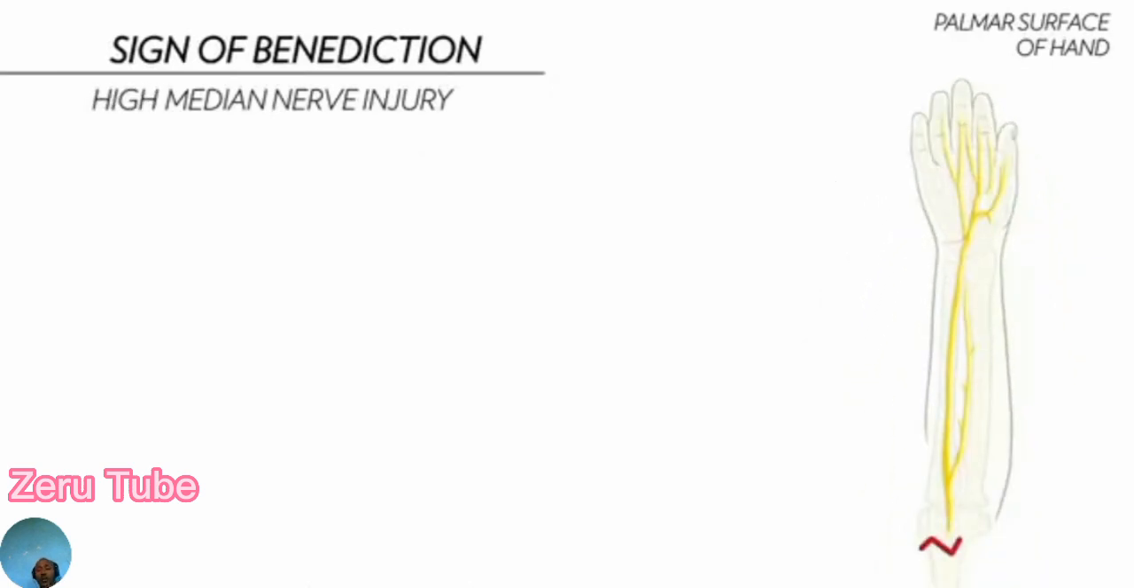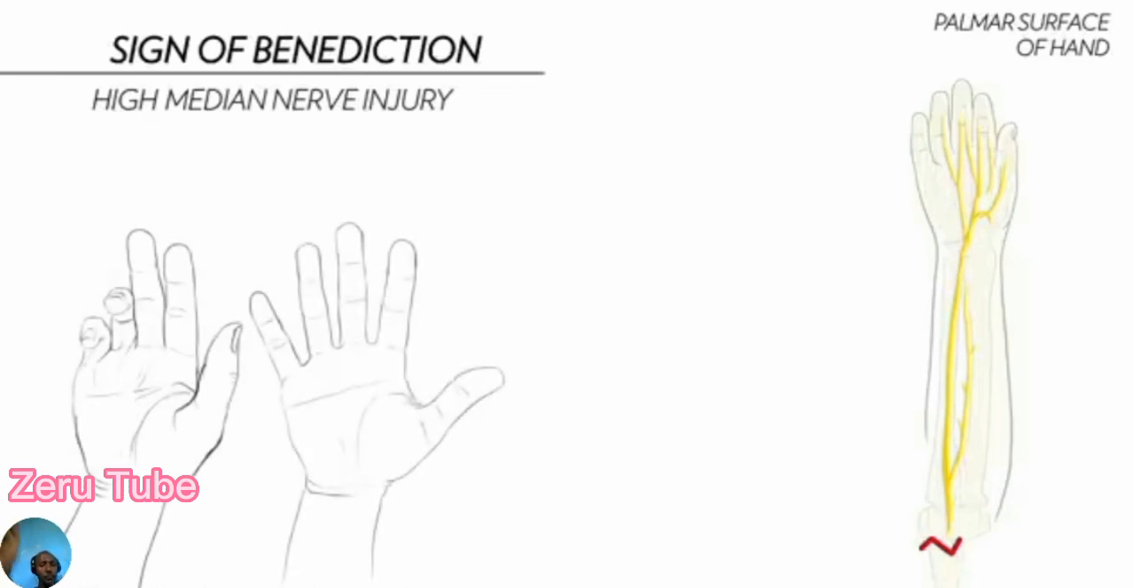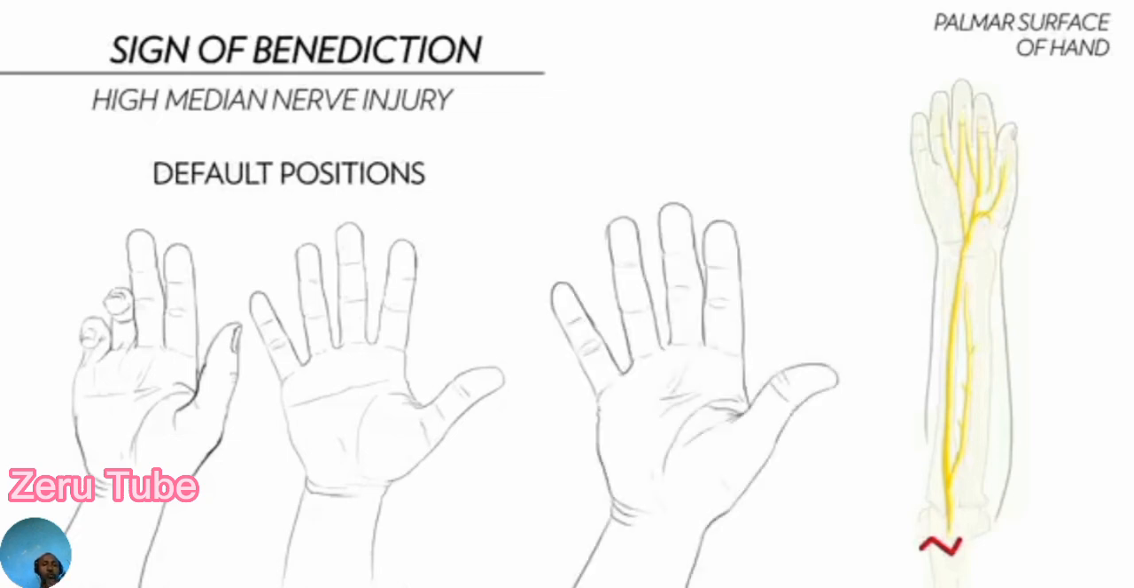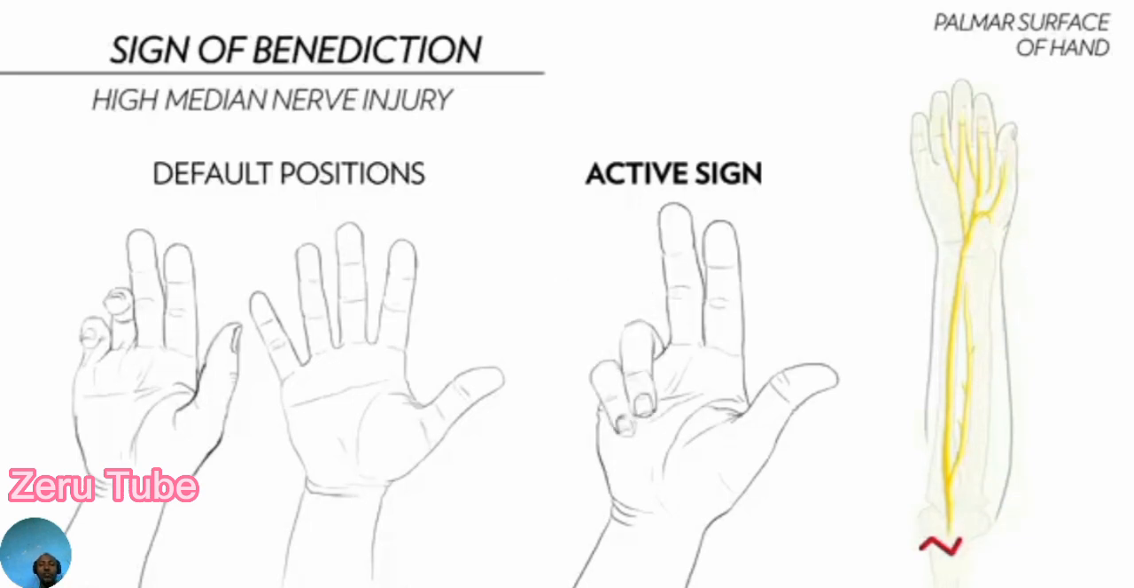The sign of benediction comes due to a median nerve injury which occurs at the level of the elbow. This is the most default position. The sign of benediction and claw hand can have ambiguity; when you see the patient, it is hard to say whether it is claw hand or the sign of benediction. So we should differentiate them: the sign of benediction is the active sign, a normal sign of the patient, so the patient can flex and extend the hand.